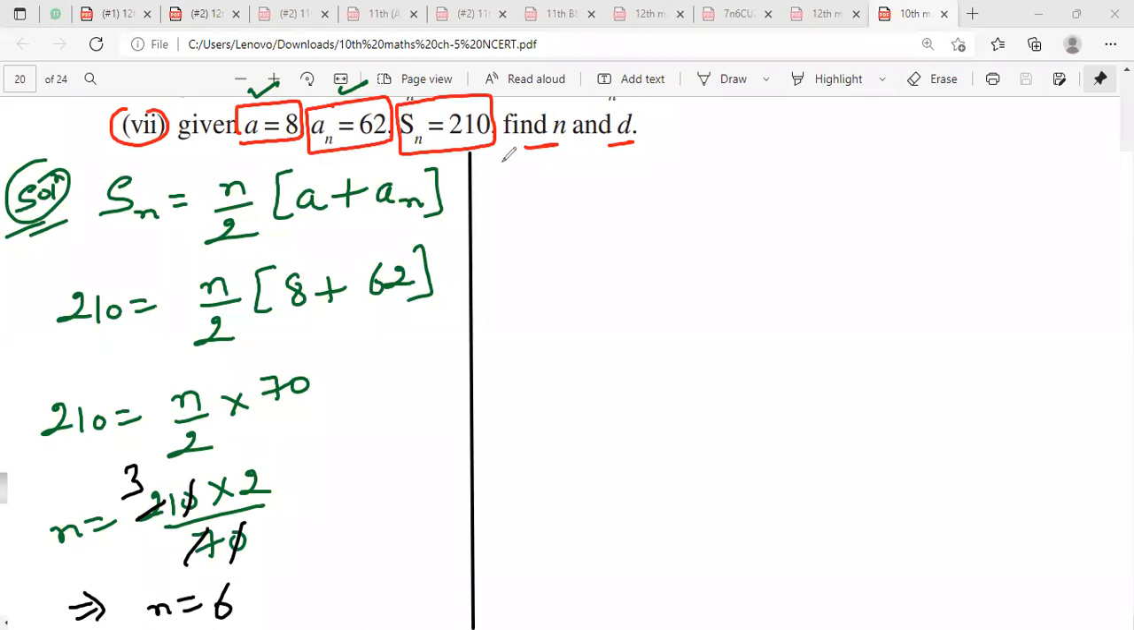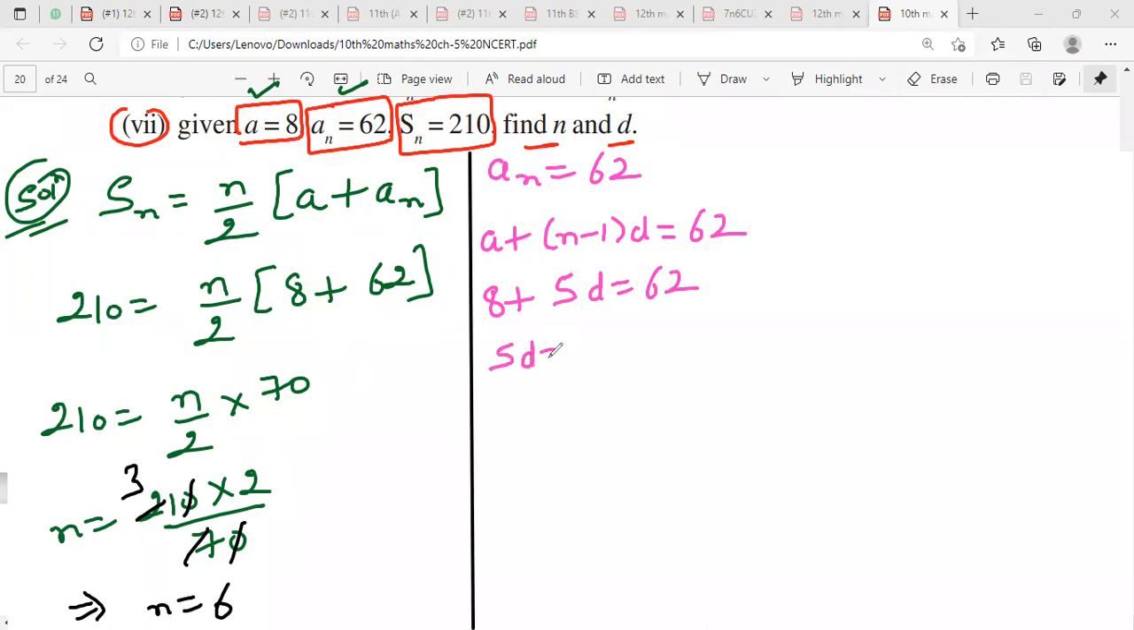Now see, an is equal to 62. An is equal to 62 means a plus n minus 1 into d is equal to 62. Now value of a is 8. In place of n we will put 6, that is 6 minus 1, 5, d equal to 62, right? So 5d is equal to 62 minus 8. 62 minus 8 means 54. So d is equal to 54 by 5. D is equal to 54 by 5, right?